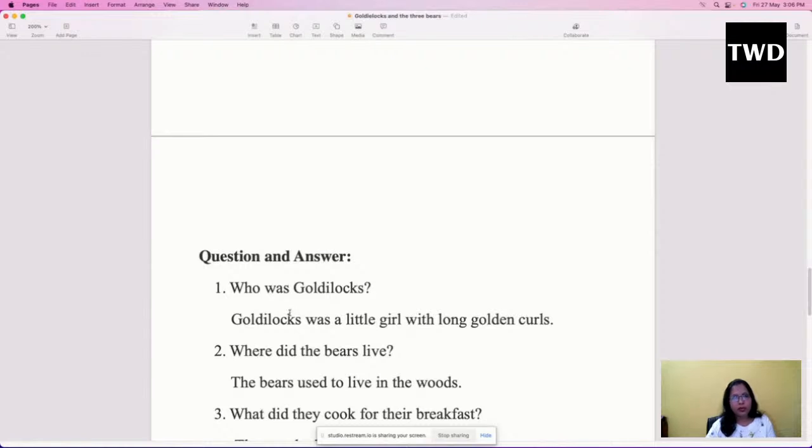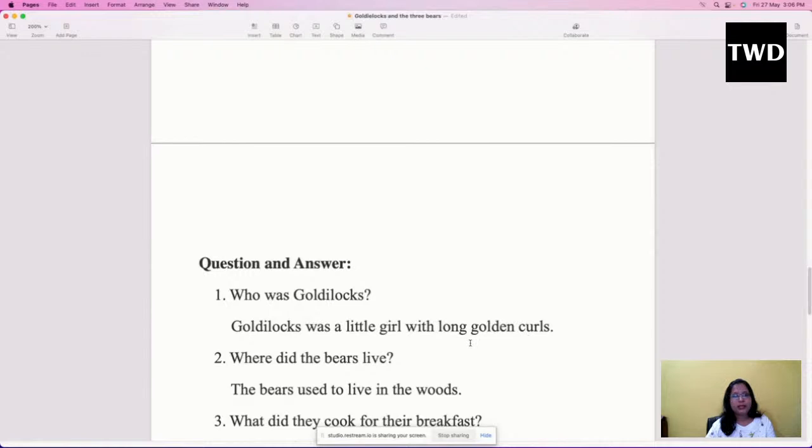In the same way here, because you are analyzing the story on your own, you have to frame the questions on your own. Try to answer the questions on your own in one sentence. For example, who was Goldilocks? Goldilocks was a little girl with long golden curls. Now, since this is a story, our questions will always be in the past tense. Who was Goldilocks? And your answer should also contain the past tense only. Goldilocks was a little girl with long golden curls.